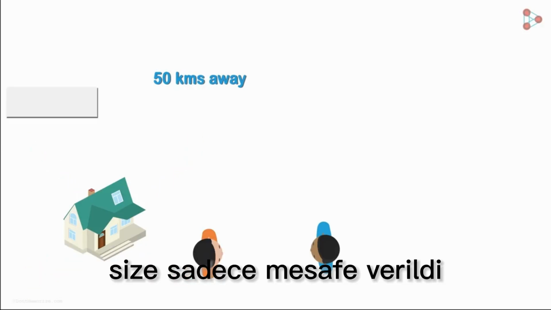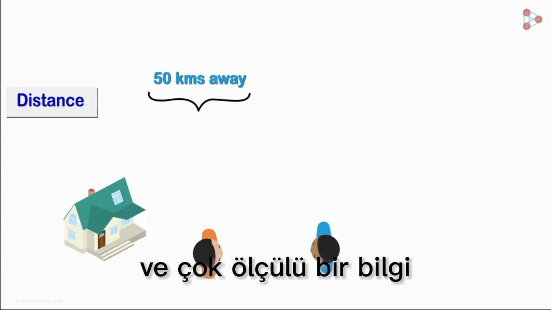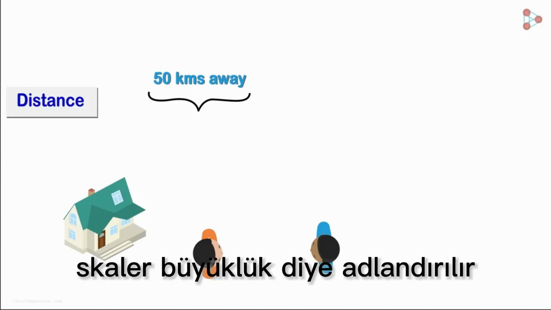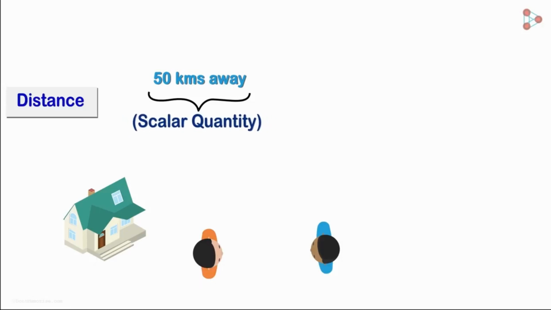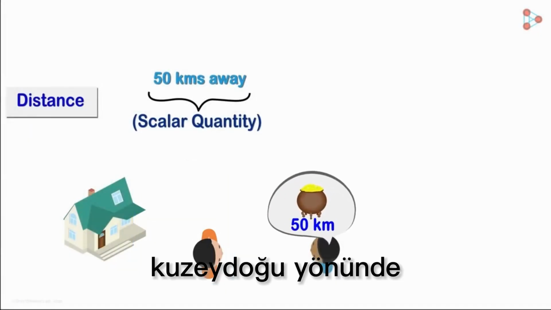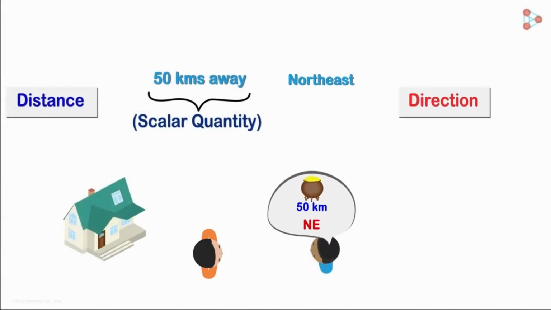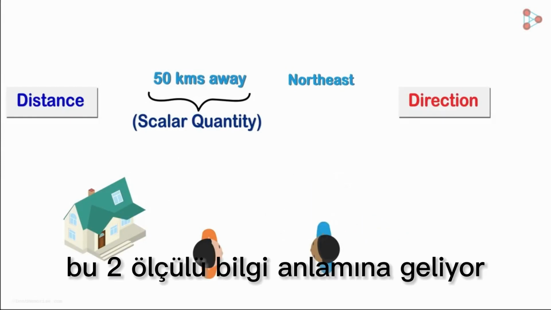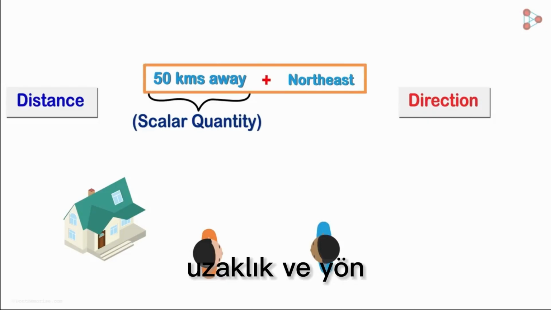It is hard to know where exactly it is. You are only provided the distance, which is one-dimensional information. One-dimensional information like this is called a scalar quantity. Your question to him would be, which direction from home? When you are told that it's 50 kilometers in the northeast direction, you have the precise information of the location. This now becomes two-dimensional information, distance and direction.